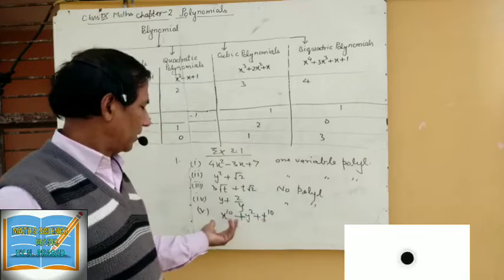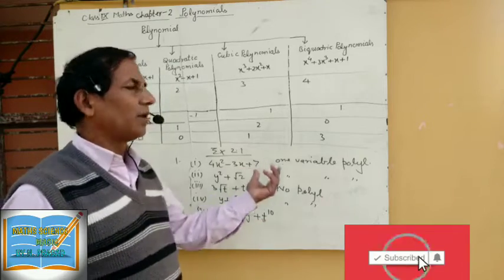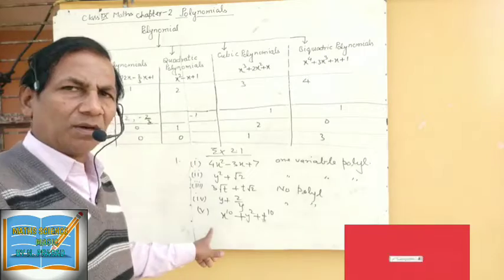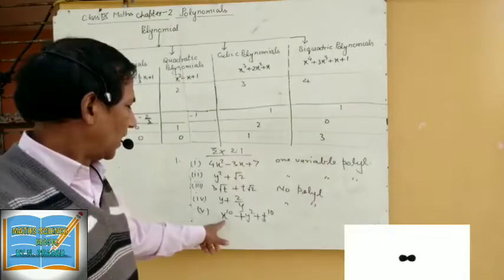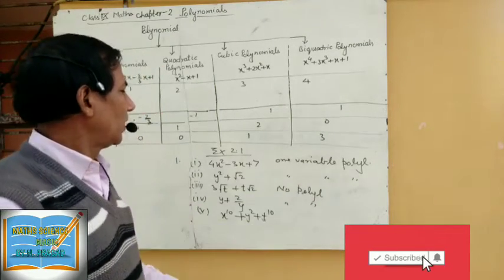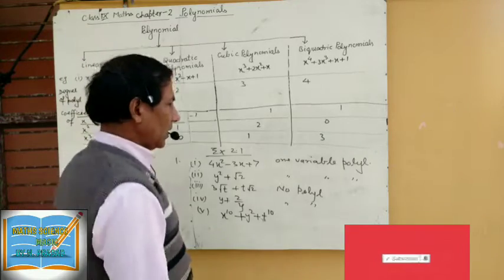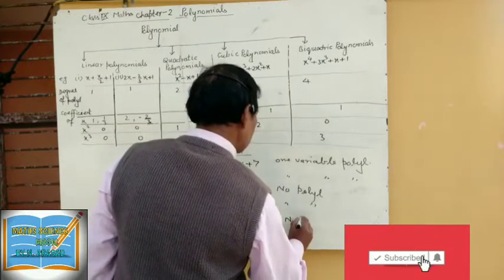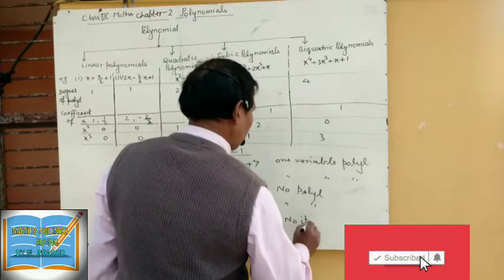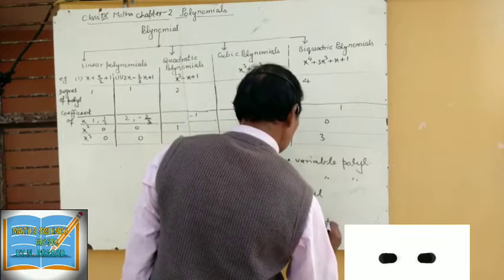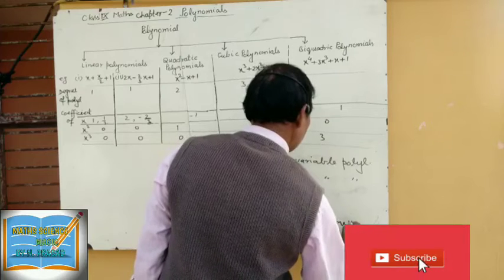Yes, it is a polynomial, but it is not a one variable polynomial. It is a three variable polynomial. Three variables are given here. See, x, y, and t. There are three variables. So it is not a one variable polynomial.